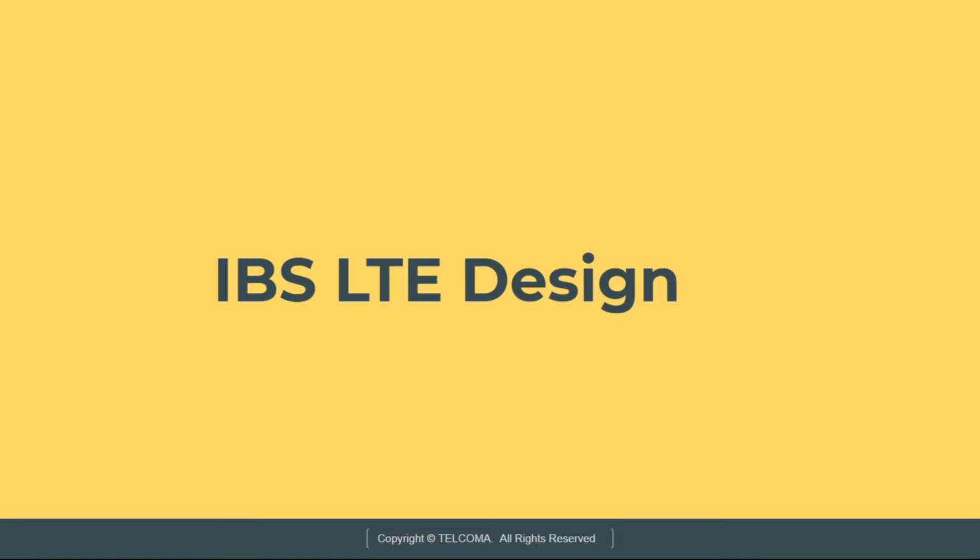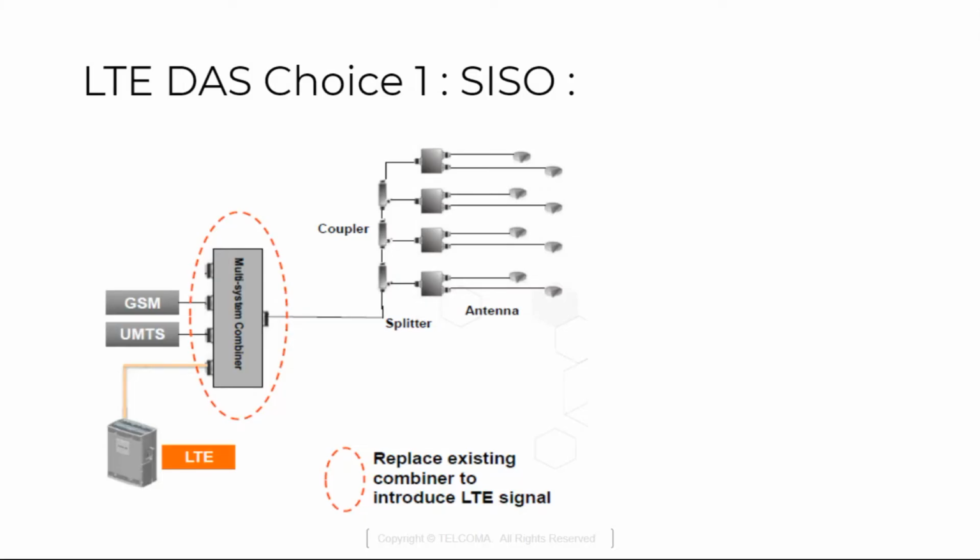So let's start with the different solutions for LTE in IBS. We have four different choices for this. LTE distributed antenna system choice 1, which is single input single output. Then we have MIMO. The third one is also MIMO and the fourth one is SISO plus MIMO. So for LTE in IBS we have four different choices.